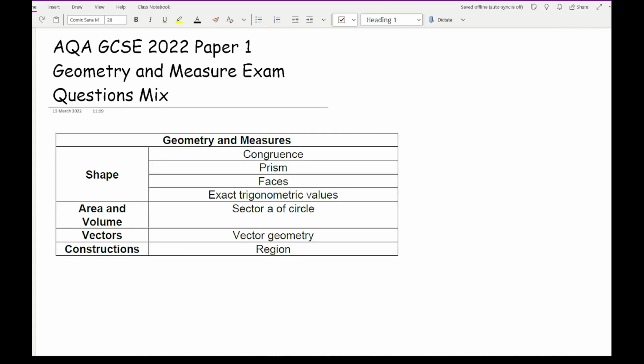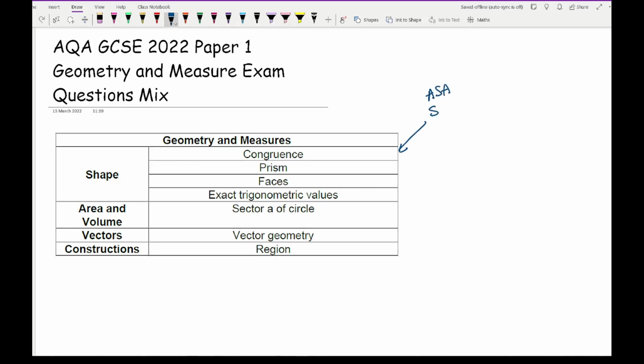Now before we get started on working through some past geometry and measure questions, let's just go over what is meant by each of these topics in the geometry and measure section of the revision list. So looking at congruency, this is where you need to remember how to prove that shapes are congruent. Typically it's usually triangles, so you want to show either an ASA or an SAS or an SSS. So you want to prove those and then go on to say that it is congruent.